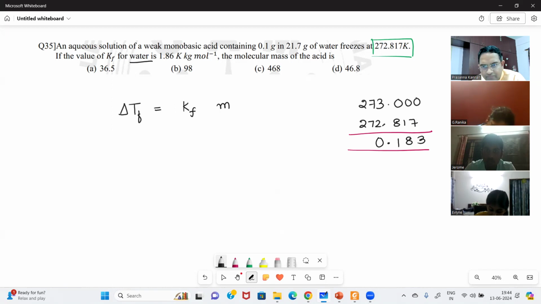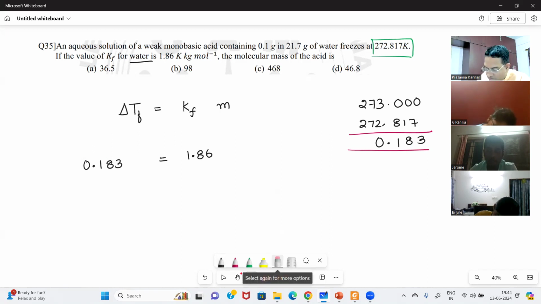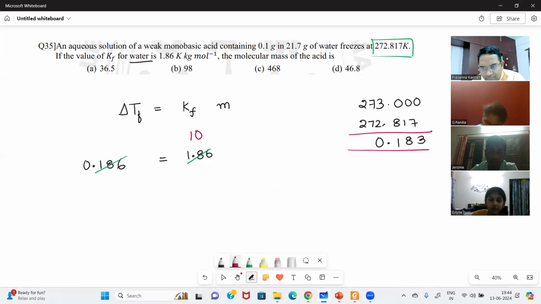0.183, correct? Yes, sir. So this is 0.183 and your Kf is 1.86, correct? Approximately, suppose if I take this as 6, right? This, how many times would it be? 10 times, correct? Into molality, we have to calculate now.